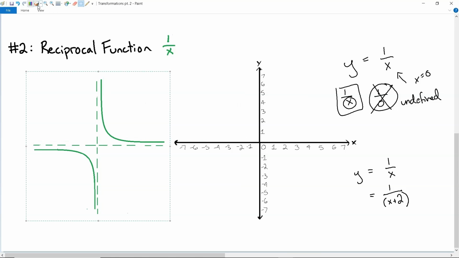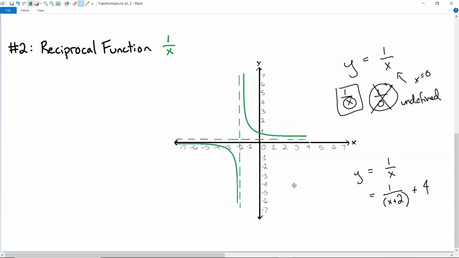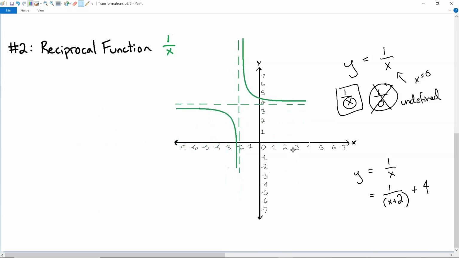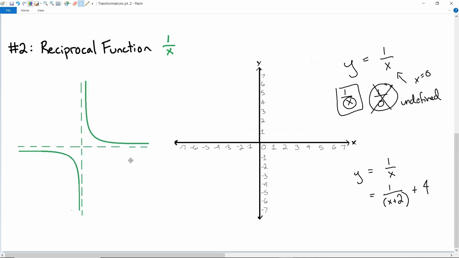The way I can tell where my horizontal asymptote is going to be is based on my d value. So now we've got a shift of 2 units to the left, but then also 4 units up. So we can see that the horizontal asymptote, its value is based on our d value, and our vertical asymptote is based on our c value. And the notation looks fairly similar to a quadratic, right? Because I have my c value in brackets next to my x, and the d value is kind of outside of everything.